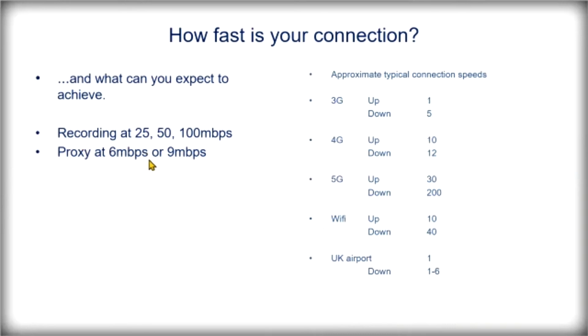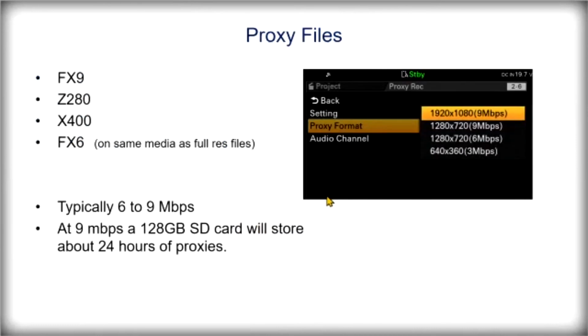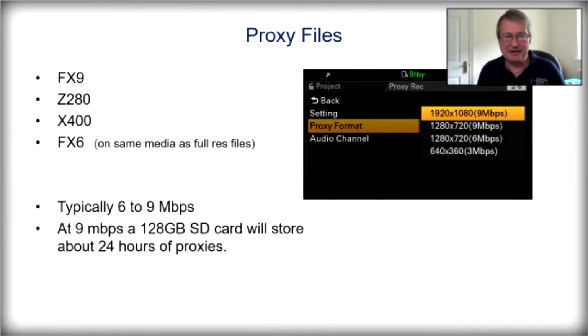I've also got the option to use the proxy recorded files, and that's a much better option for quick and easy offlining of your production. And cameras like the FX9, Z280, X400, FX6 will all record the proxy files in parallel with your main full resolution files. And if you record them at 1920 by 1080, 9 megabits per second, you get excellent quality pictures. And there are numerous occasions on which broadcasters have chosen to use the proxy files and not bothered waiting for the main full resolution files to catch up, because they're just so good. And compared to somebody recording on their phone that they've forgotten to turn the right way around, they're just excellent quality.